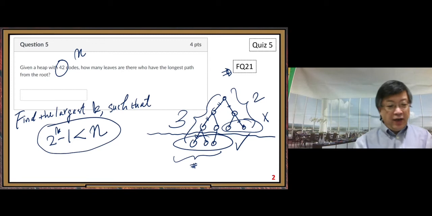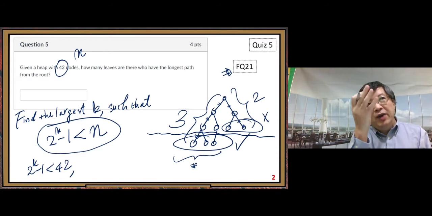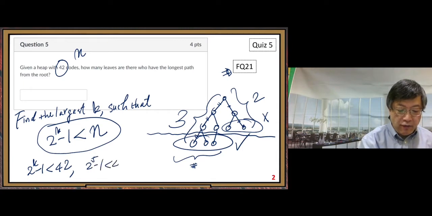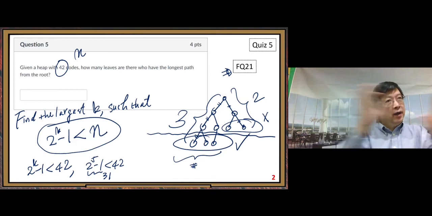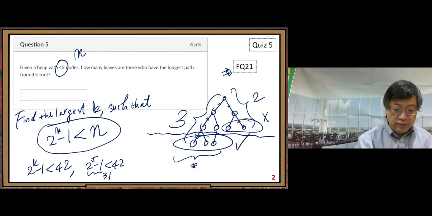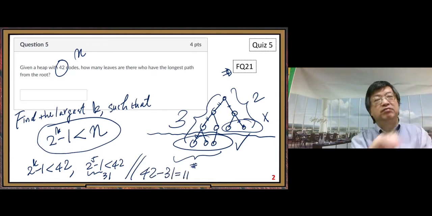Here, our n equals 42. So 2 to the k minus 1 is less than 42. Very easy: when k equals 5, 2 to the 5th minus 1 is 31, which is less than 42. That means above the bottom level there are 31 nodes. Now we want the number of nodes at the bottom level, so we do subtraction: 42 minus 31 equals 11.